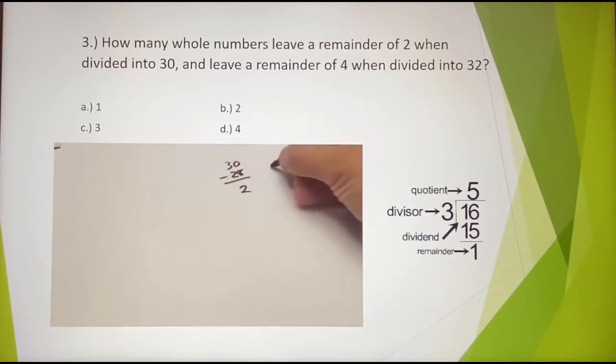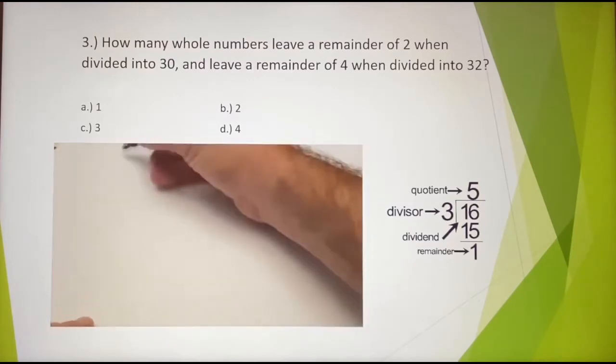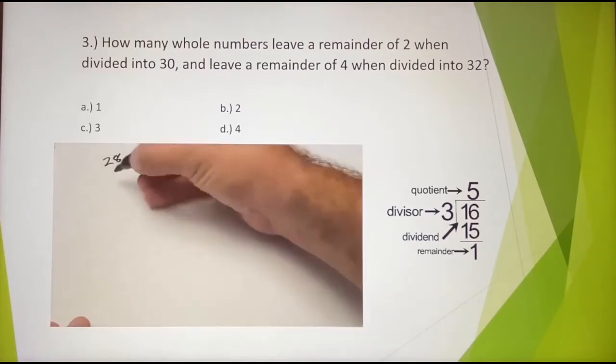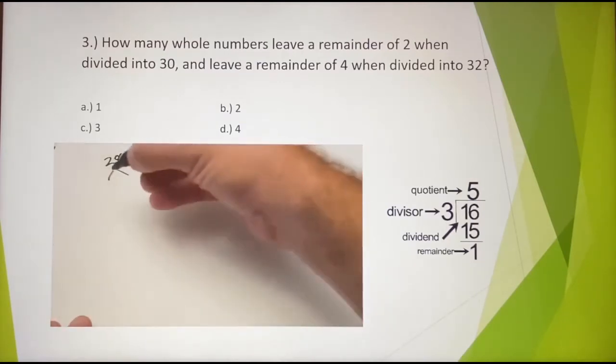So I know that if I divided 28 into 30, it goes 1 time. 1 times 28 is 28, and I subtract that and I get a remainder of 2. So 28 is going to be one of those numbers that divides into 30 with a remainder of 2. What's going to happen is all of the factors of 28 are going to become our suspects.